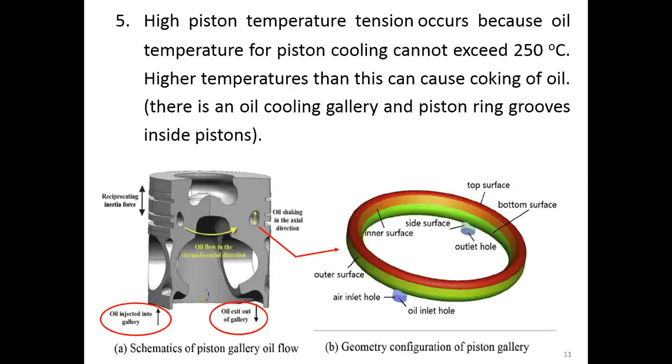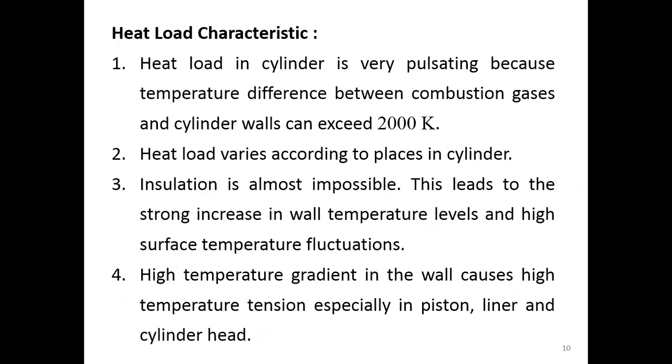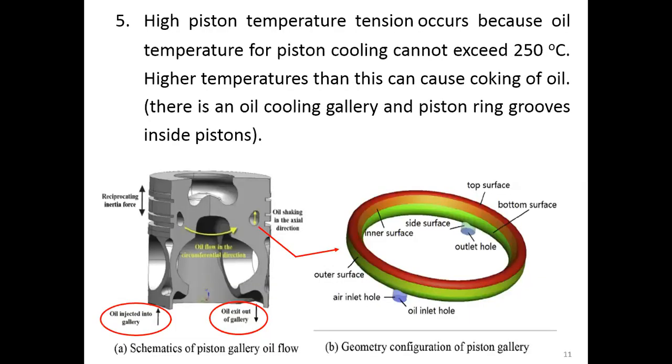Number five, because of this high thermal tension, especially when it happens in the piston, we have it occurring in the piston, liner, and cylinder head. Number five talks specifically about high piston thermal tension. It occurs because the oil temperature for piston cooling cannot exceed 250, so we have to allow the piston to have a high temperature.